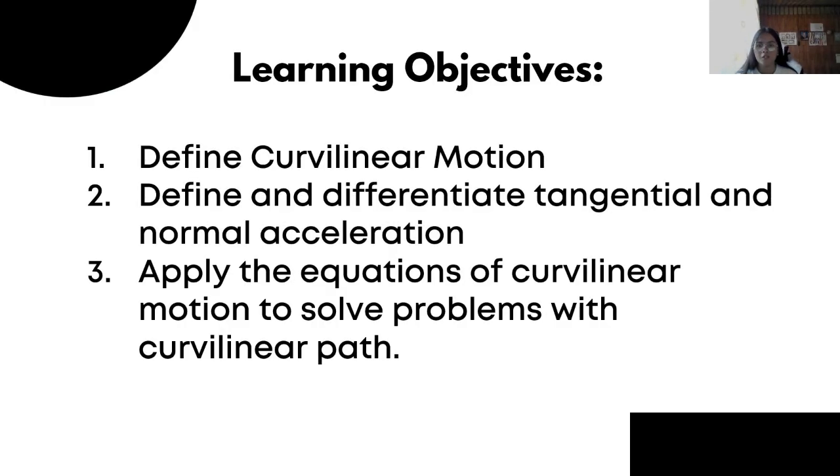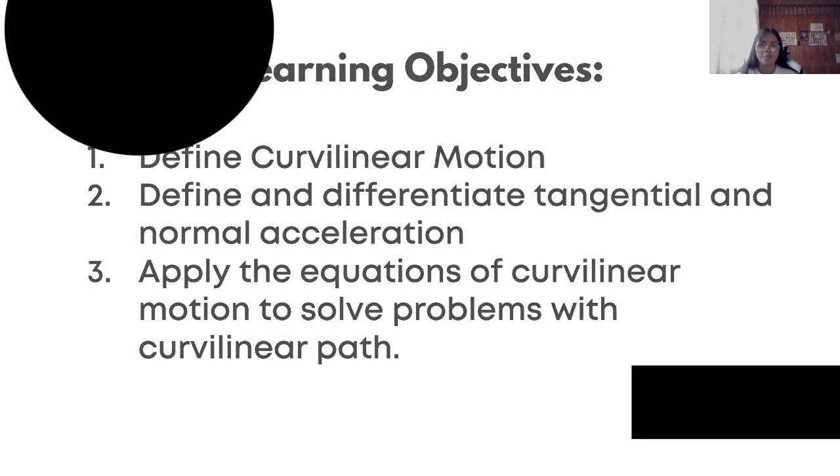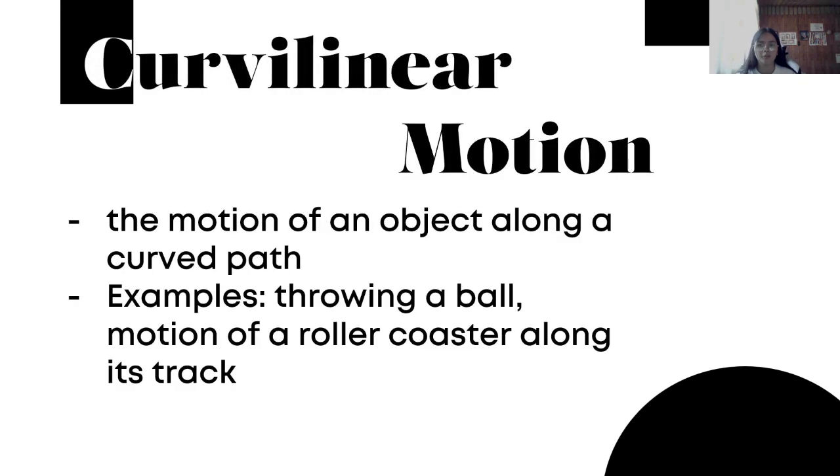So, for our learning objectives, we are to define what is curvilinear motion, define and differentiate tangential and normal acceleration, and apply these equations for curvilinear motion to solve problems with a curvilinear path. So, what is curvilinear motion? Curvilinear motion is the motion of an object along a curved path.